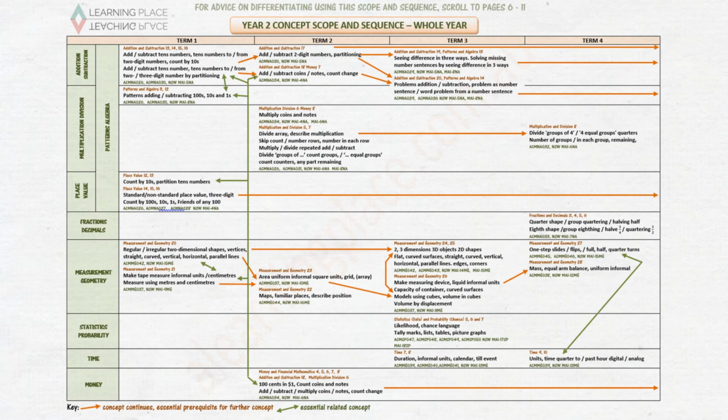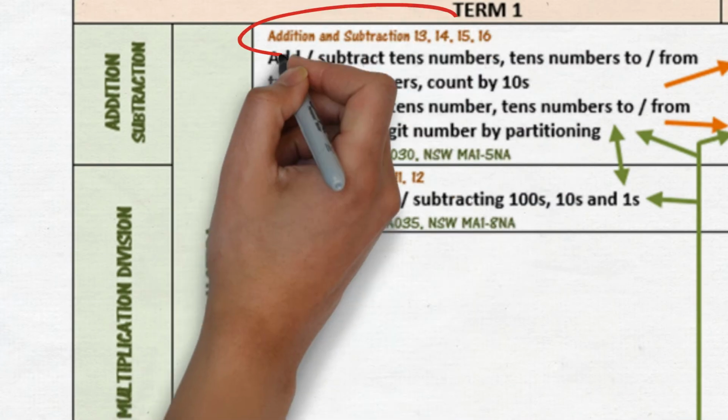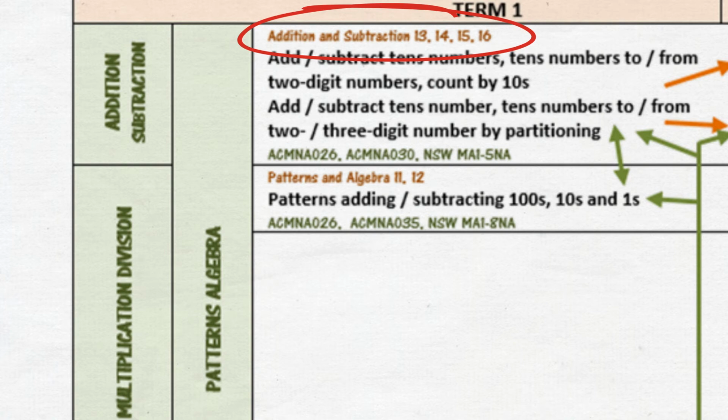Page 1 contains a whole year overview of the concepts taught in Year 2. A green arrow shows the links between essential related concepts. An orange arrow shows the essential prerequisite for further concepts. The concept name and level is the name and level used at A Learning Place, A Teaching Place. The abbreviated text identifies the Australian curriculum and New South Wales syllabus content descriptions.